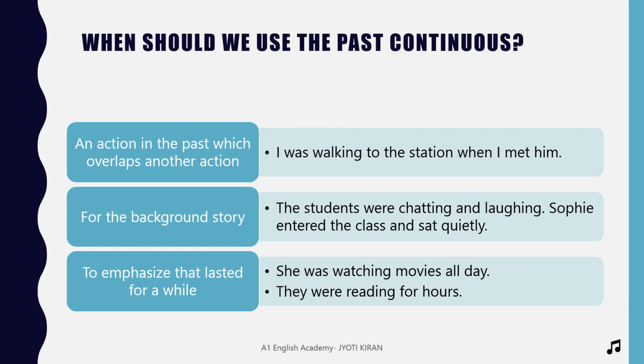Thirdly, we use past continuous to emphasize actions that lasted for a while. For example, she was watching a movie all day. Then they were reading for hours. So we have used all day, for hours, because these were the happenings which lasted for some time.